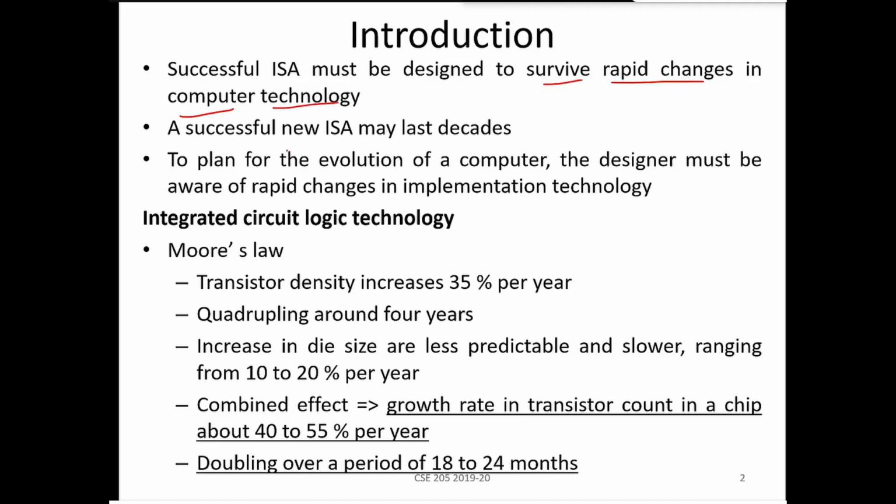If you are going to deliver an ISA, it should exist for at least a decade. Then only can we say it is a successful ISA. With the change of technology, we cannot go and change the architecture. It shouldn't be like this. Developing an ISA is something like forecasting. We need to think about the technology and accordingly design the ISAs. Here they go with five technologies, the five things to keep in mind when you design the instruction set architecture.